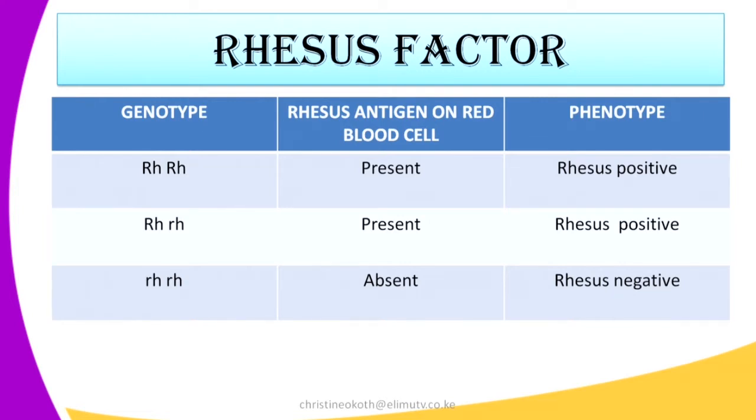While if you have both of them, the small rh and the rh, it means that the antigen on the red blood cell is absent and you are rhesus negative.